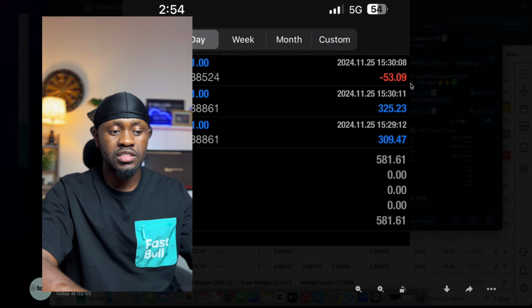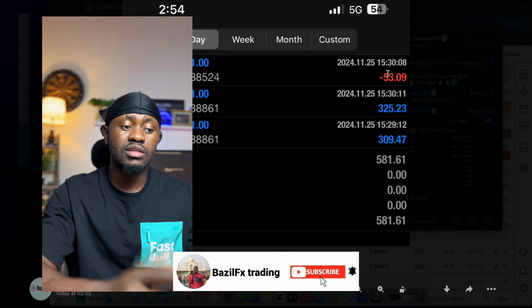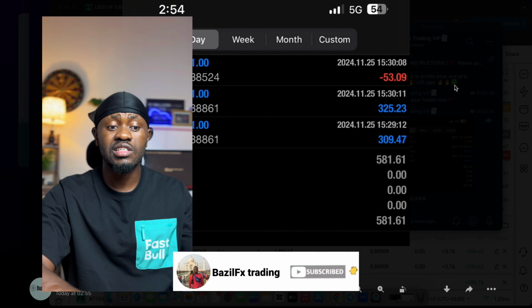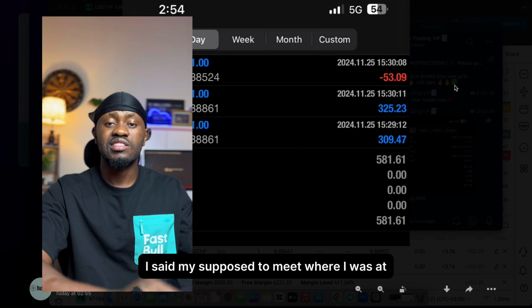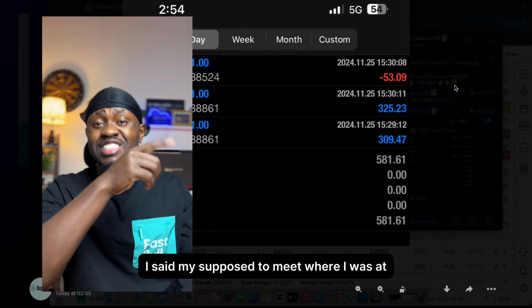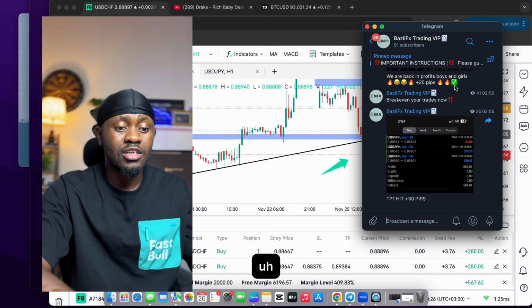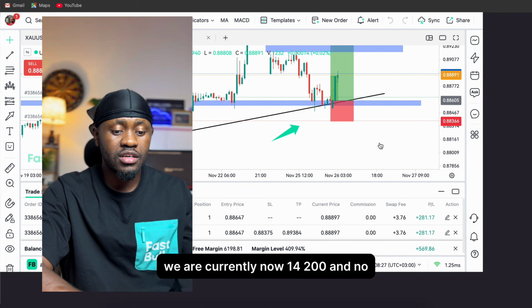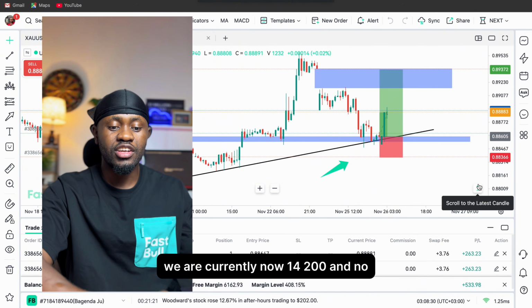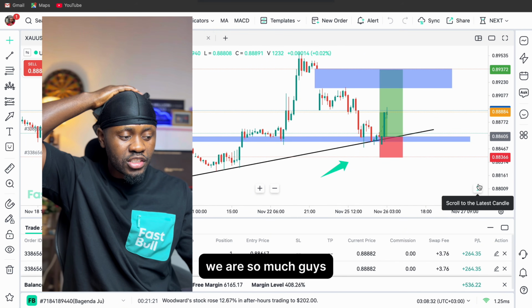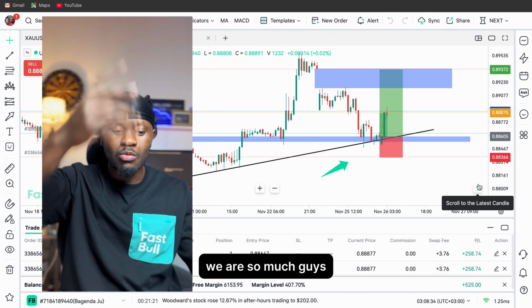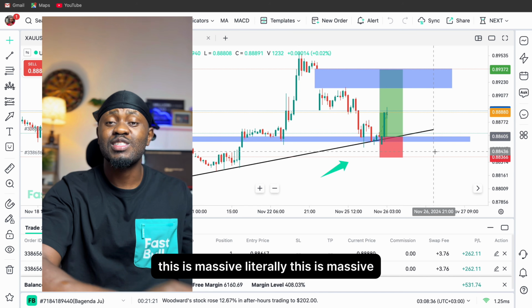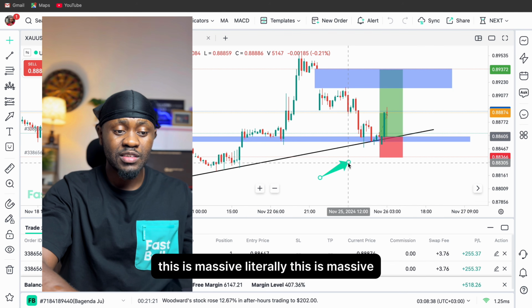It's 30 pips max. I lost $53 in the morning, but that was just a stupid mistake. I was setting my stop loss, and I didn't know that I'd set my stop loss immediately where I was at. But no worries. We are currently now floating 200 and we are floating now 26 pips almost, guys. This is massive, literally.